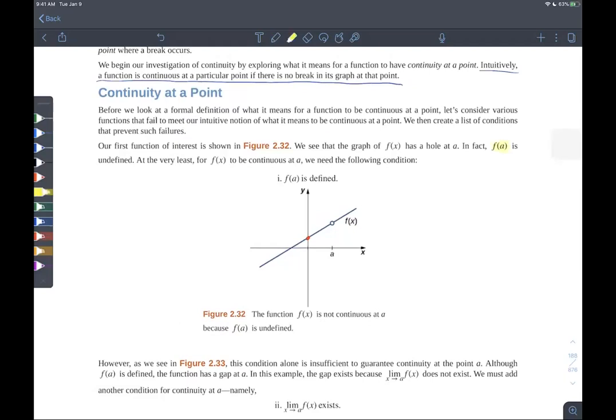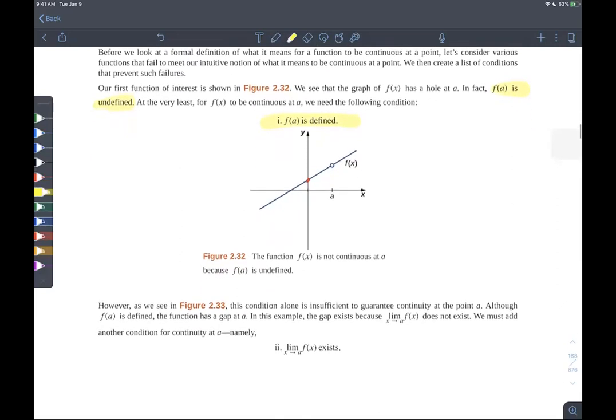Right, so definitely if a function is not defined at that point, then it's going to have a discontinuity there. So at the very least, for f of x to be continuous at a, we need the following condition: f of a is defined, right? It should be defined there in order for it to be continuous there. Okay, let's continue reading. However, as we see in figure 2.33, this condition alone is insufficient to guarantee continuity at the point a. Although f of a is defined, the function has a gap at a.